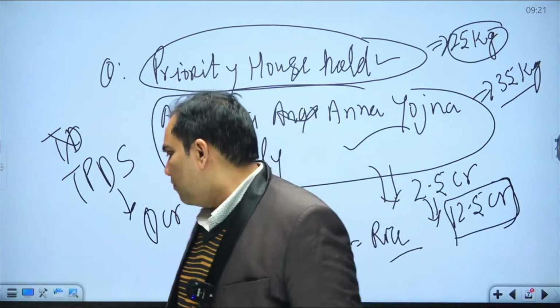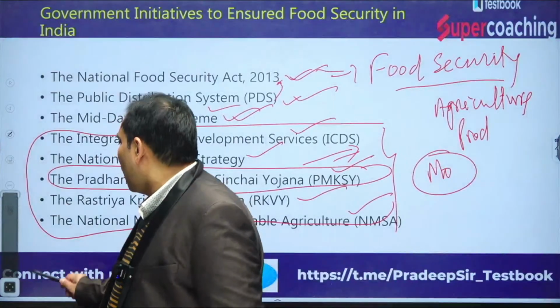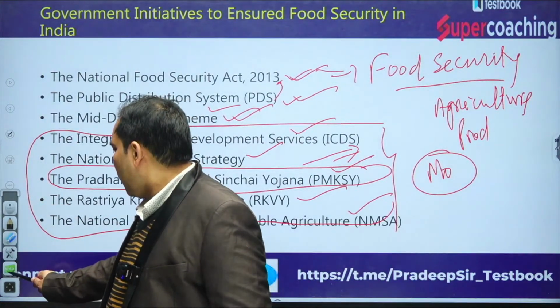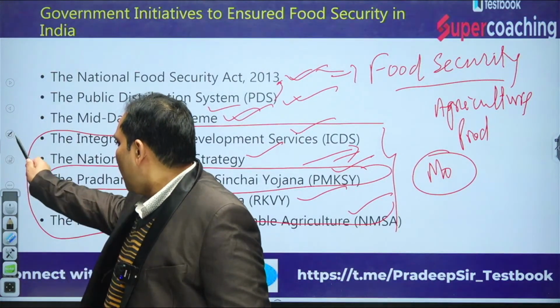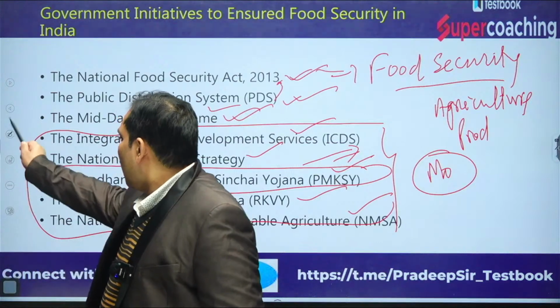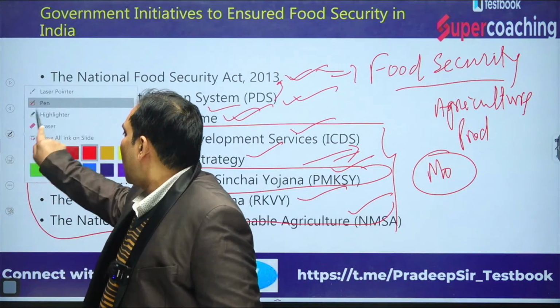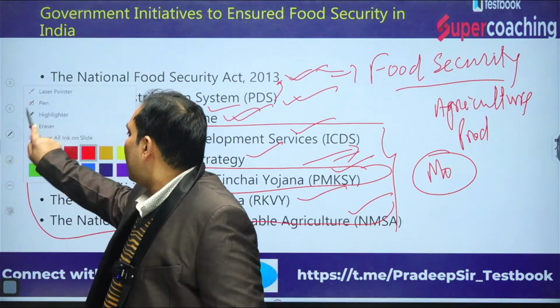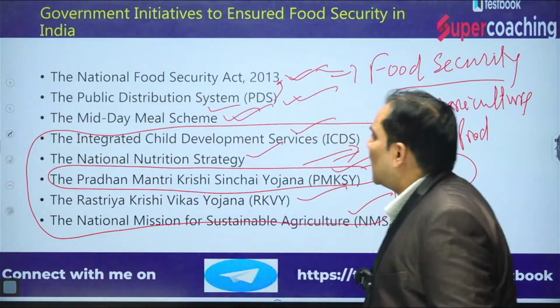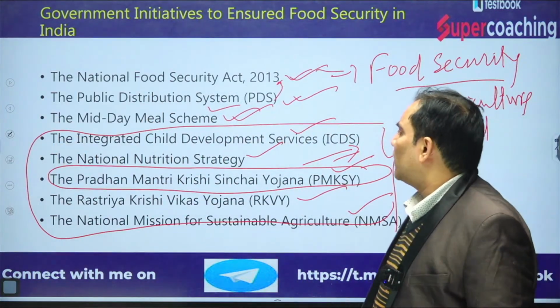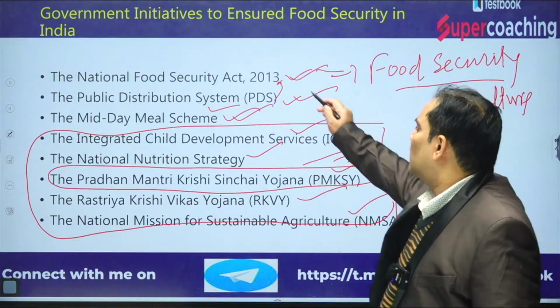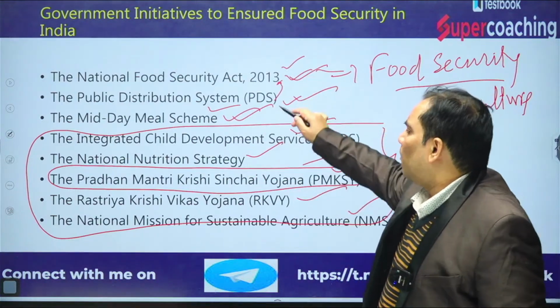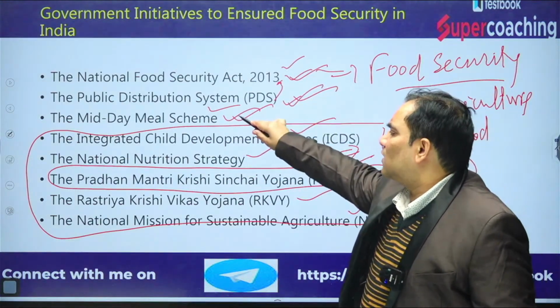Okay, I think it is very clear. Now we are going to proceed further. So we discussed what the National Food Security Act is and how it ensures food security, and the public distribution system. We discussed the midday meal.